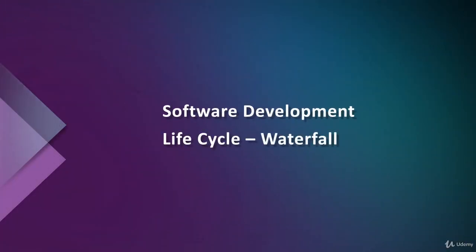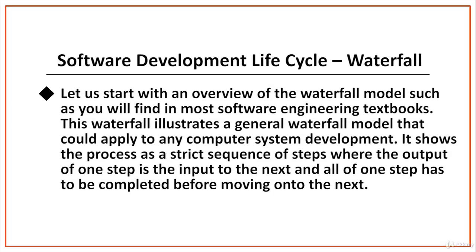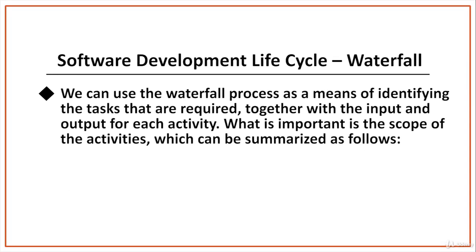Software Development Lifecycle: Waterfall. Let us start with an overview of the waterfall model, such as you will find in most software engineering textbooks. This waterfall illustrates a general waterfall model that could apply to any computer system development. It shows the process as a strict sequence of steps where the output of one step is the input to the next, and all of one step has to be completed before moving on to the next. We can use the waterfall process as a means of identifying the tasks that are required, together with the input and output for each activity.